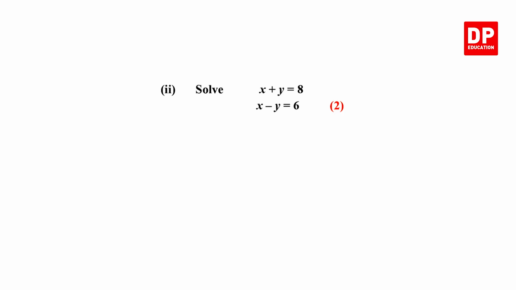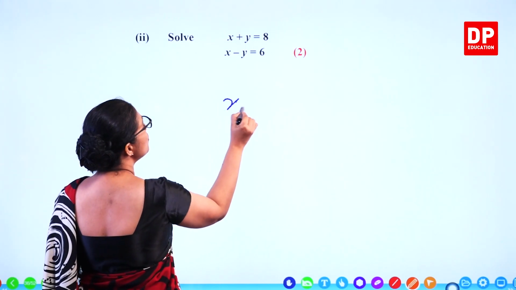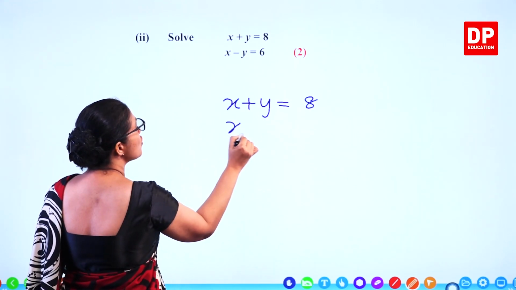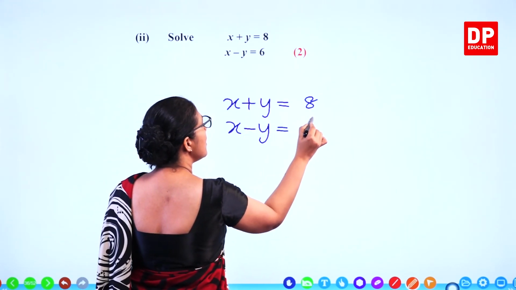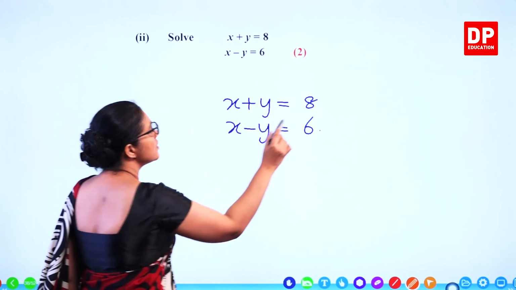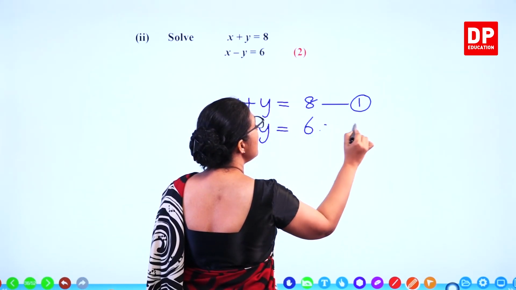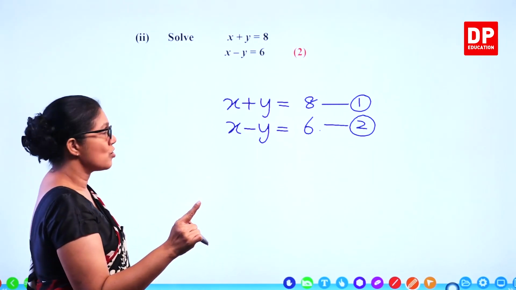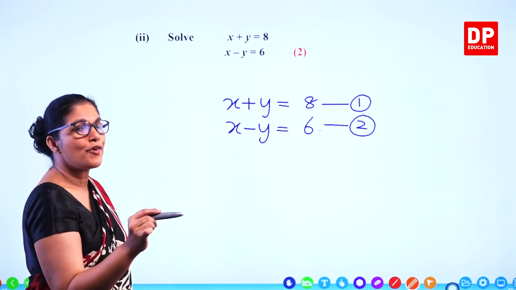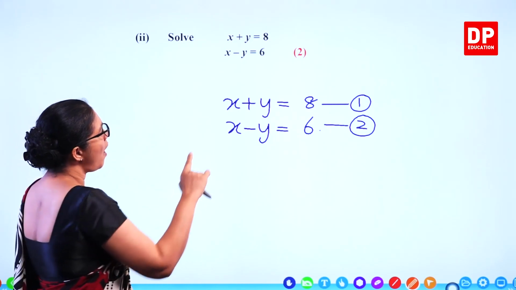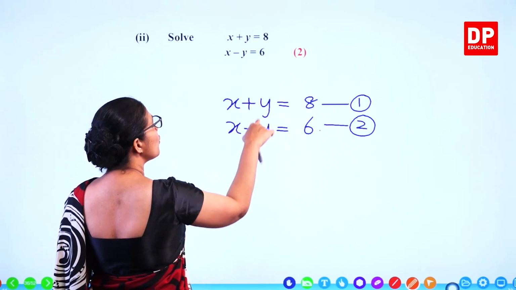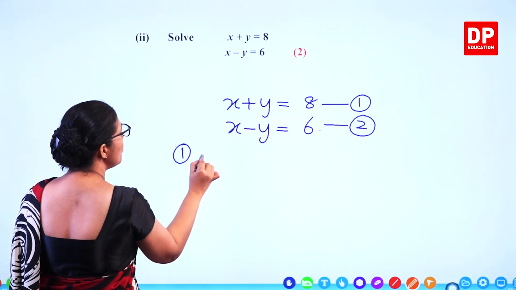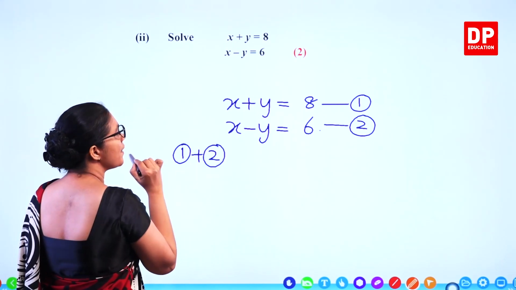Part 2, simultaneous equations. What you do? You have to first check whether the coefficients are equal in one of the variables. And then if the signs are different, you add the 2 equations. If the signs are the same, you subtract. So if you take y, both are different signs. So you can add the two equations to get rid of y.